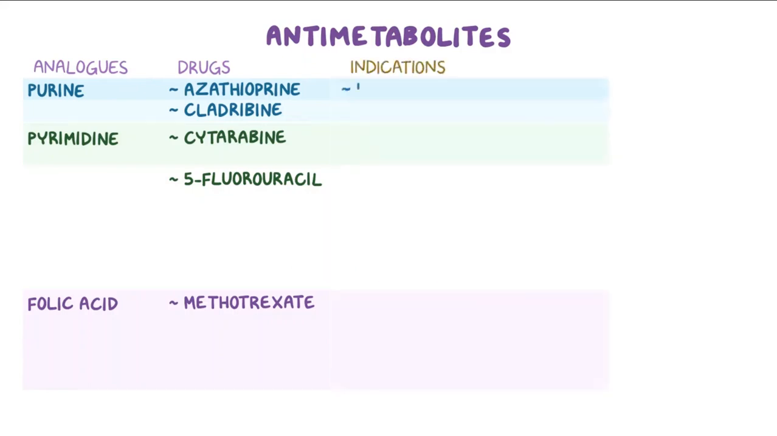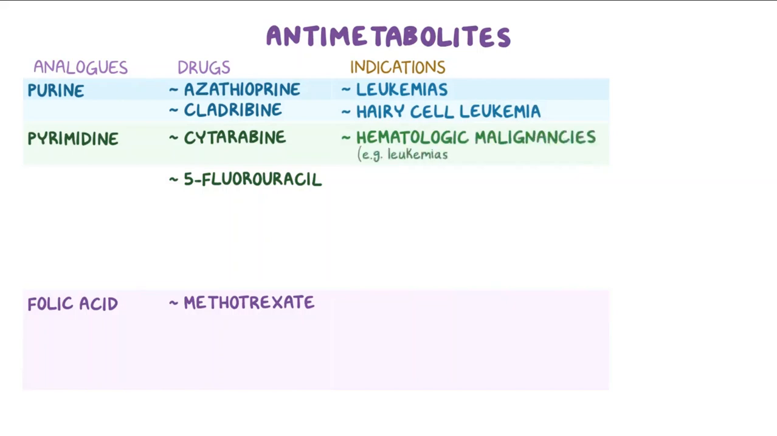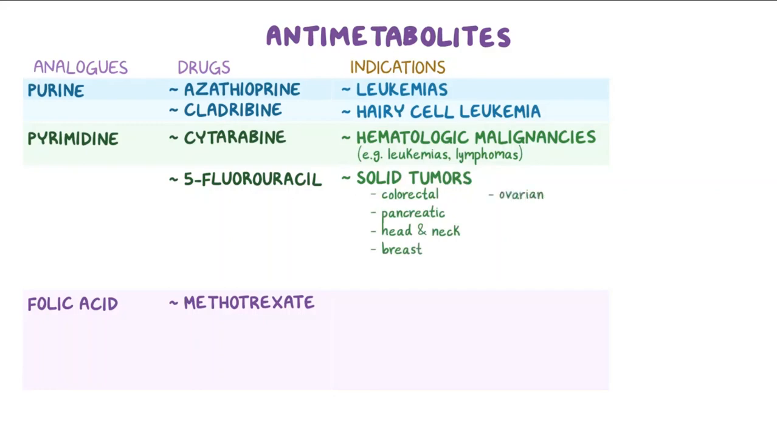Azathioprine is used for the treatment of leukemias. Cladribine is the drug of choice for hairy cell leukemia. Cytarabine is indicated for hematologic malignancies like leukemias and lymphomas. 5-FU is indicated for solid tumors like colorectal cancer and pancreatic cancer, but it's also indicated for head and neck cancer, breast cancer, ovarian cancer, bladder cancer, and hepatocellular cancer. 5-FU can also be applied topically for the treatment of basal cell carcinoma.